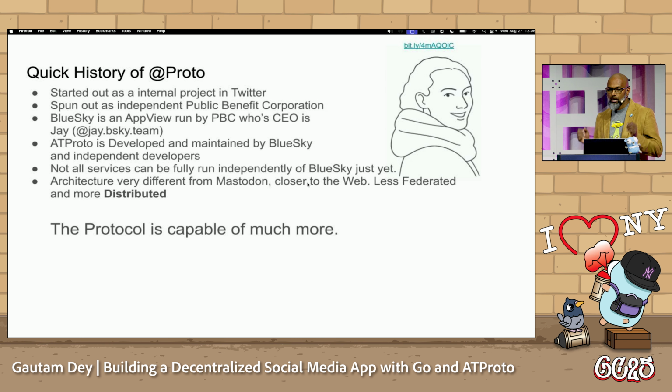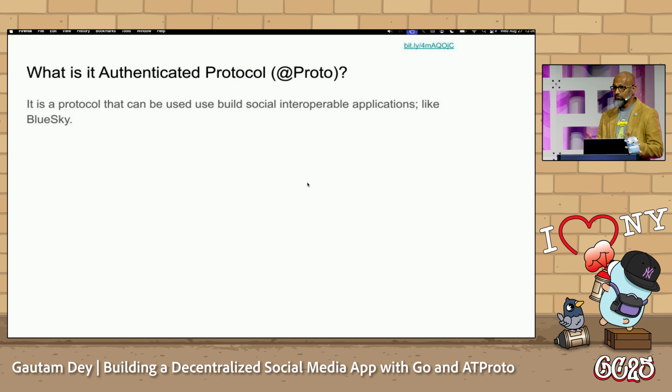So, quick history. Blue Sky and ATProto came out of Twitter. It was spun out just before the acquisition. It's run by a public benefit corporation whose CEO is Jay. And yeah, not too much there to say. It's really young. It just came out to the public like last year.